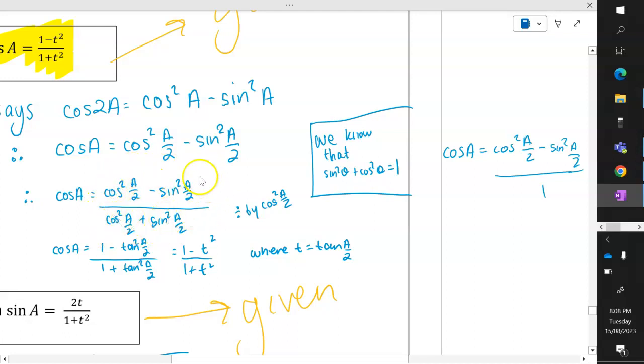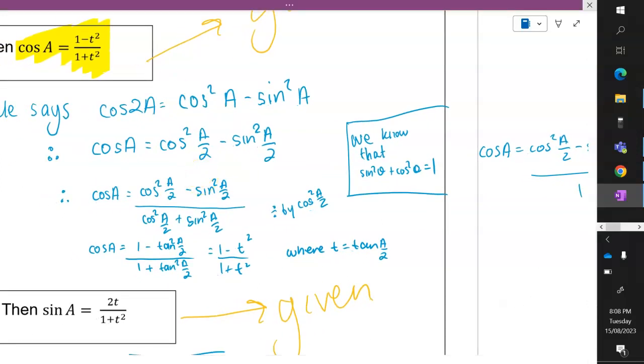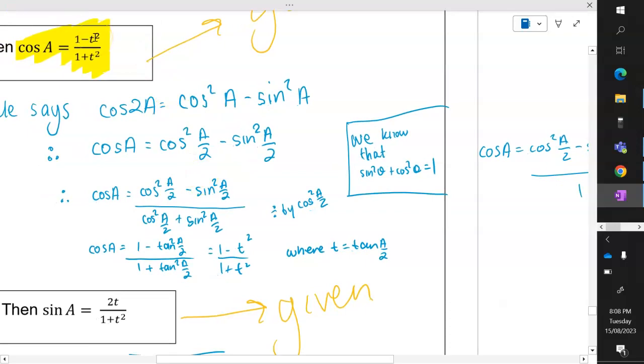And I know that I want to end up getting everything in terms of t, and t being tan a over 2. So I need to think, well, if I divide by cos squared a over 2, I'm going to end up with a 1. Yep, if I divide by cos squared a over 2 over here, I'm going to end up with a tan. So that's what I want to do. I want to divide everything by cos squared a over 2.